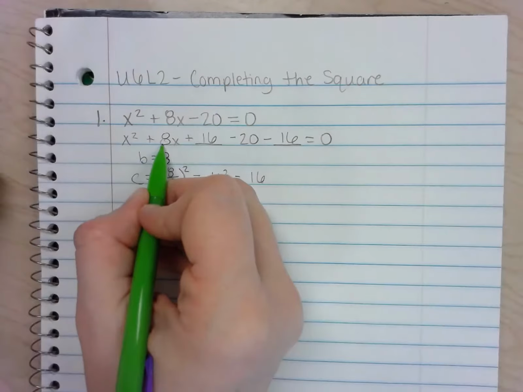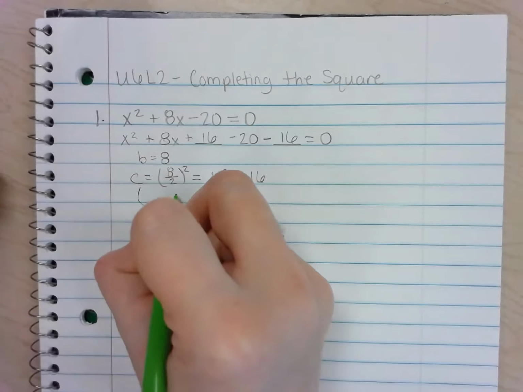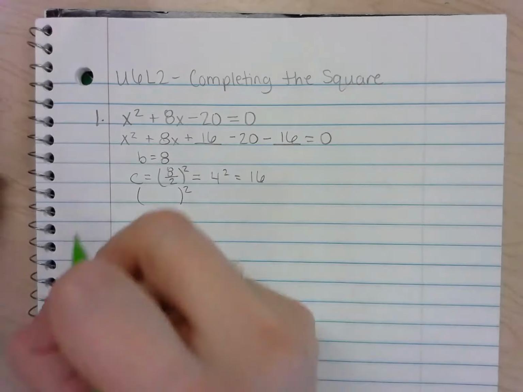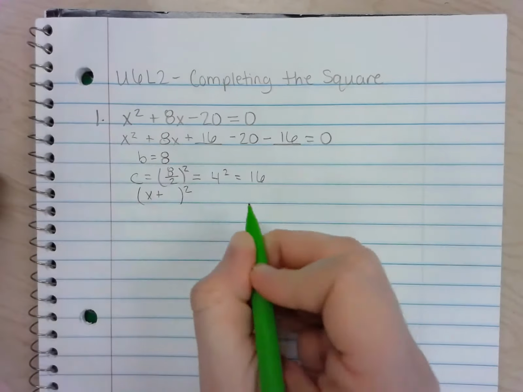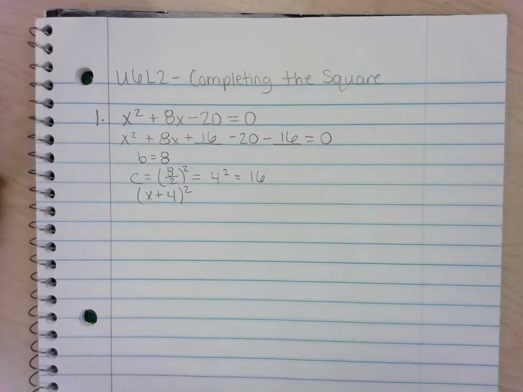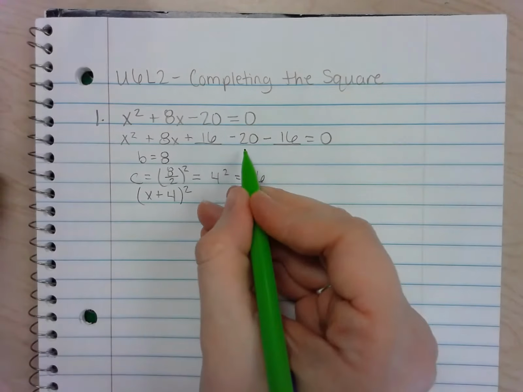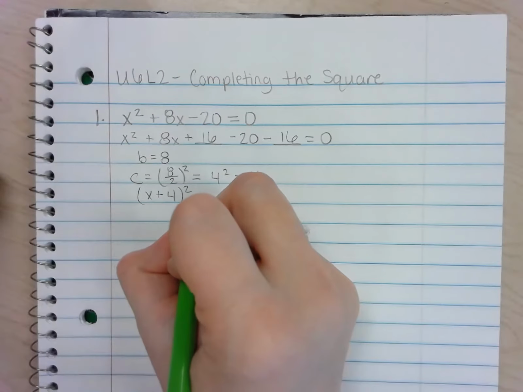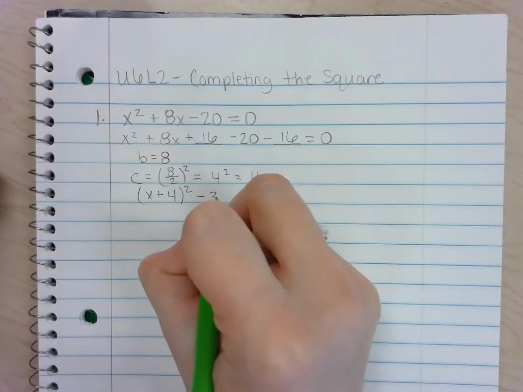So x squared plus 8x plus 16 is now a perfect square trinomial and can be factored as one quantity squared. So it will be x plus half of your b, which was 4. Then you'll need to combine the like terms, negative 20 and negative 16, which gives us a negative 36.